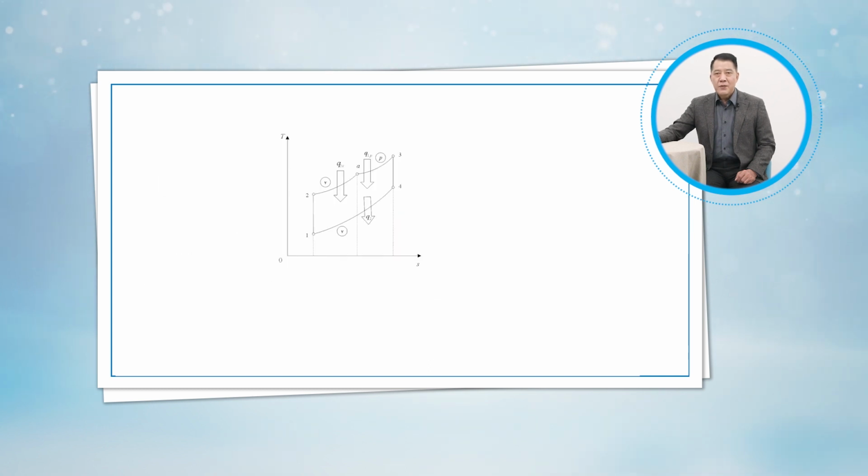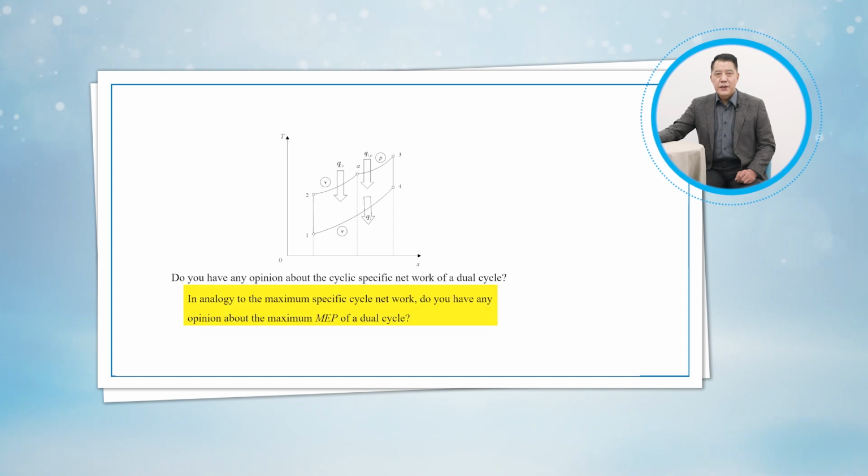Now, I have two questions for you. Do you have any opinion about the cyclic specific net work of a dual cycle? In analogy to the maximum specific cycle net work, do you have any opinion about the maximum MEP of a dual cycle?